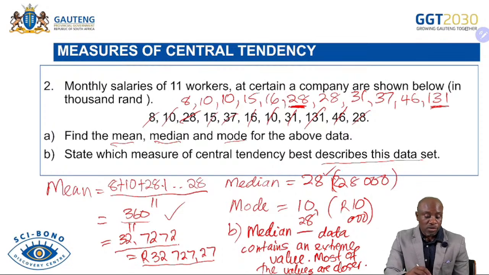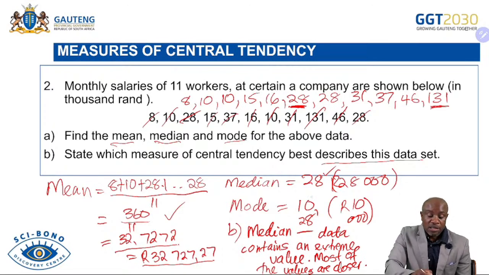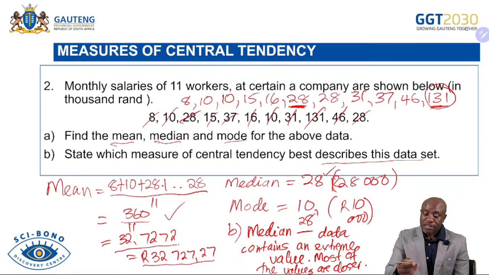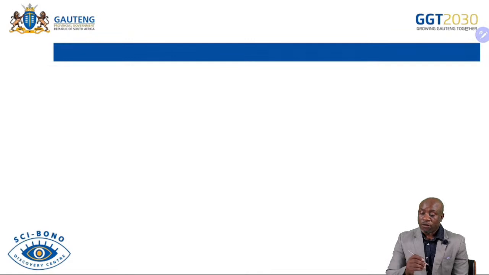Otherwise, we can't use the mode, because look at it, there are two modes already there, 10 and 28. Which one do we choose? And the mean is affected by this value, the 131. So therefore, our decision is that the measure of central tendency that we can use there is actually the median. Now I want us to move on to the next part of our lesson.